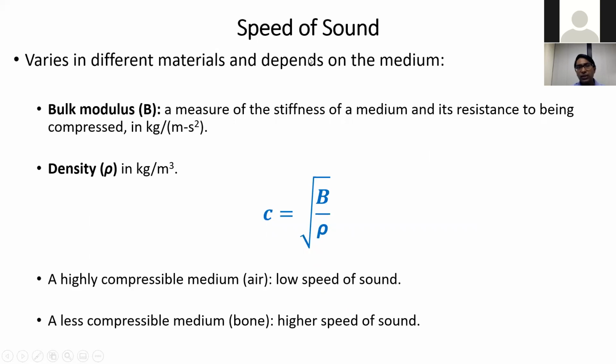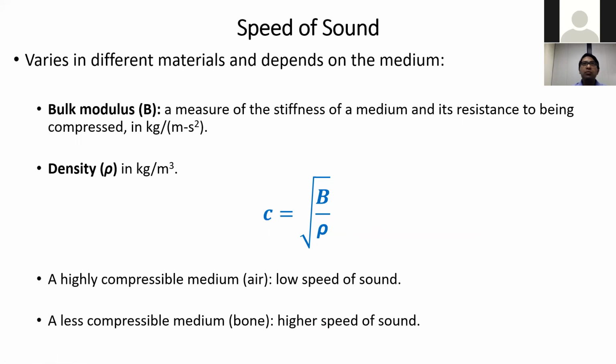So the speed of sound is dependent on two main factors, and it varies from medium to medium. One is the bulk modulus, and the other is density. Bulk modulus is a measure of the stiffness of a medium and its resistance to being compressed. For all practical purposes, we can assume that the bulk modulus for soft tissue or the human body doesn't change much. So the majority of the changes in speed of sound in ultrasound are believed to come from density changes rather than bulk modulus.